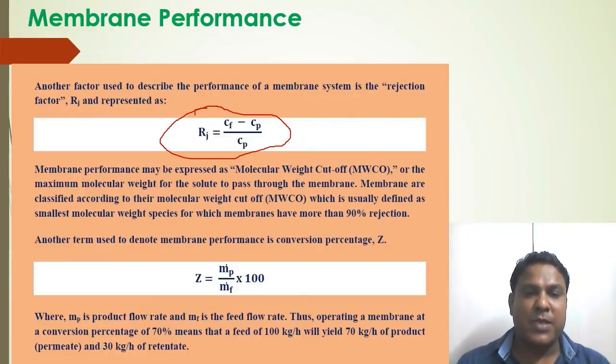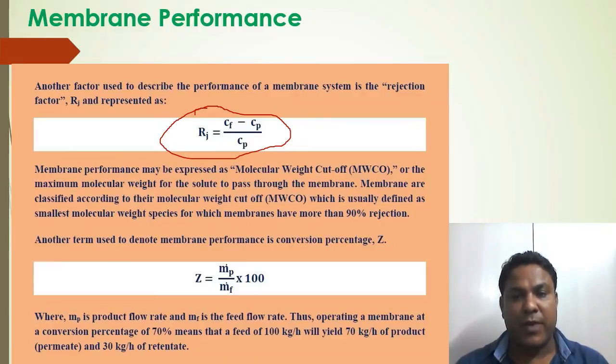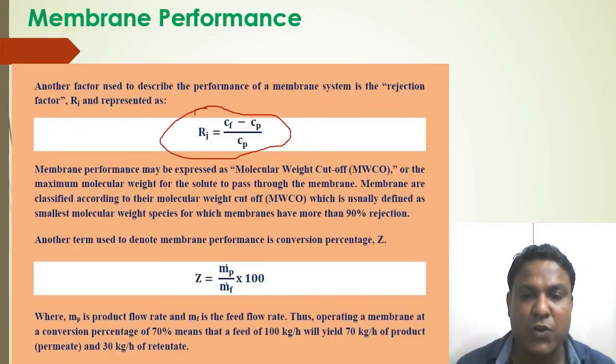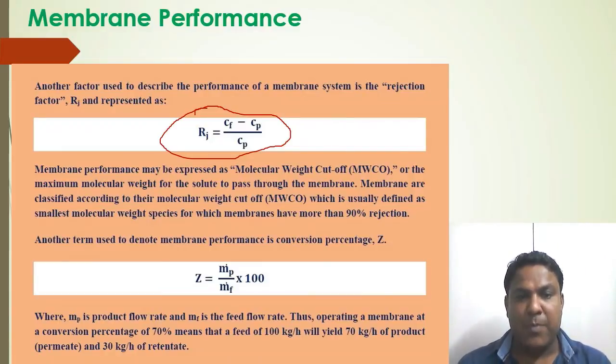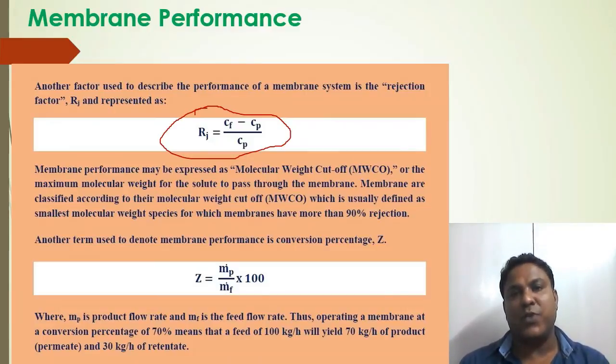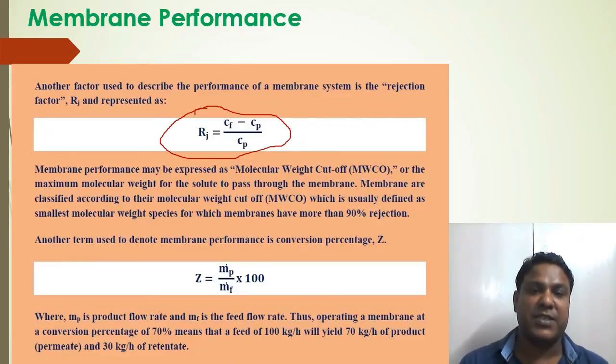Further, membrane performance may be expressed as molecular weight cutoff. We have heard many times that for reverse osmosis the molecular weight cutoff is 200 to 300 grams per mole, the maximum molecular weight for the solute to pass through the membrane. Membranes are classified according to their molecular weight cutoff, which is defined as the smallest molecular weight species for which the membrane has more than 90% rejection.